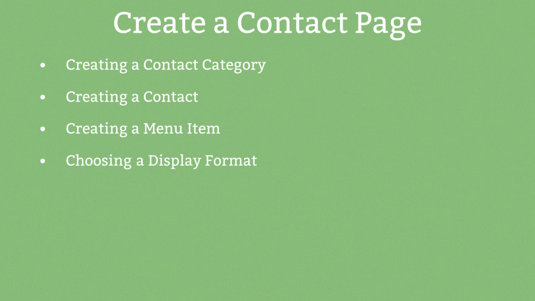This completes the process to create and format a contact page. The steps again are: create a contact category, create a contact, create a menu item, and choose a display format.